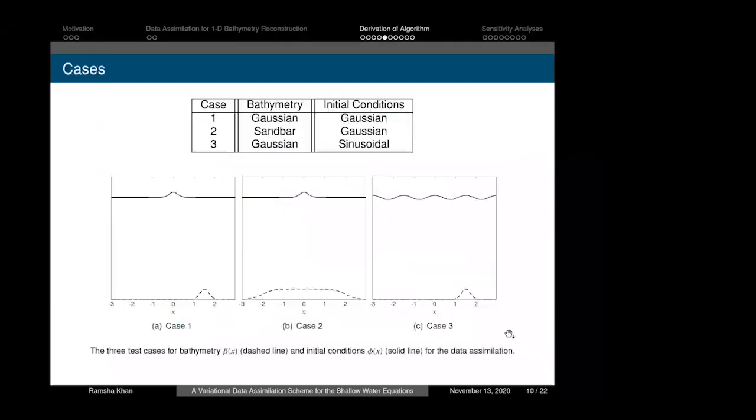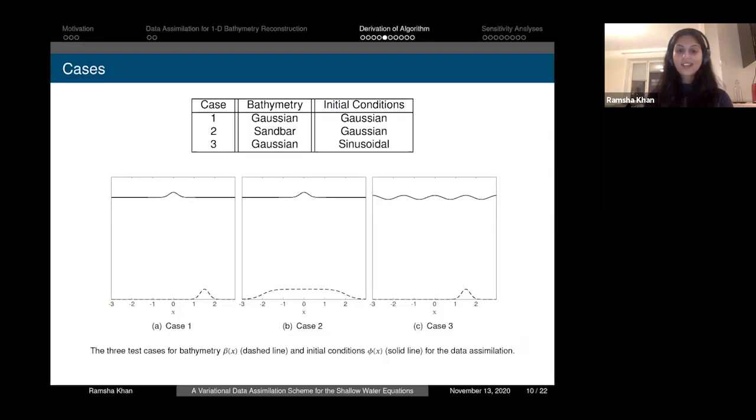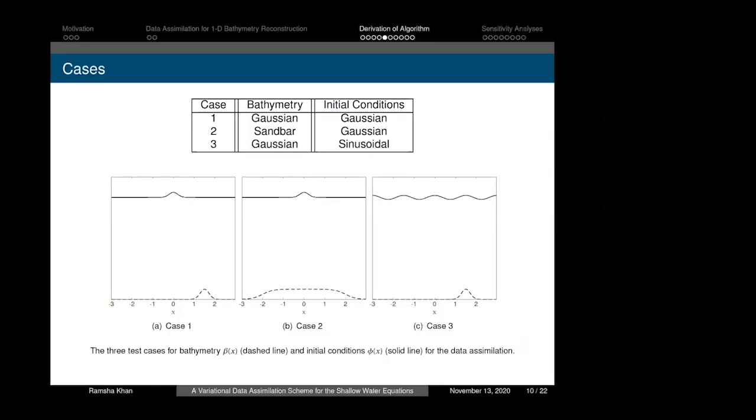Excuse me, so this is the actual bathymetry that you're trying to recover? Yes, yes. So this is the exact bathymetry, but what we assume in the actual data assimilation is that we have no knowledge of this, and we set an initial guess. Yes, you have some measurements. Yeah. Okay, good.